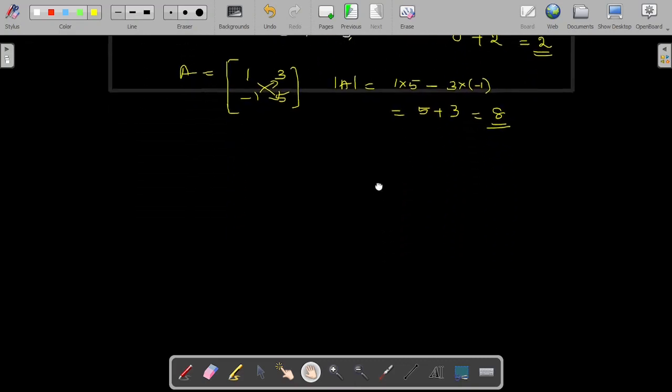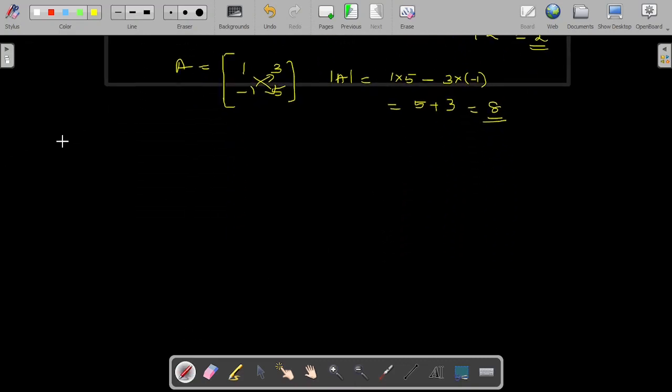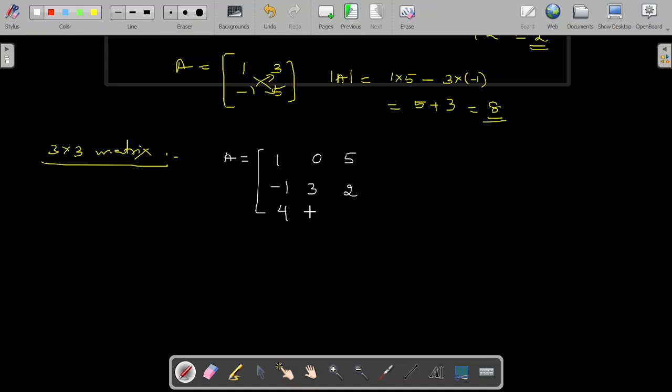Now for a 3 by 3 matrix, the determinant is calculated by the expansion along any of the rows or any of the columns. For example, 1 0 5, minus 1 3 2, 4 2 minus 1. So this is the given matrix. It is a 3 by 3 matrix.